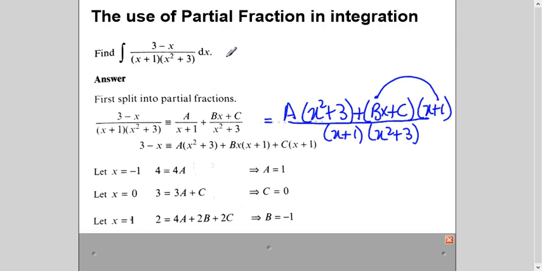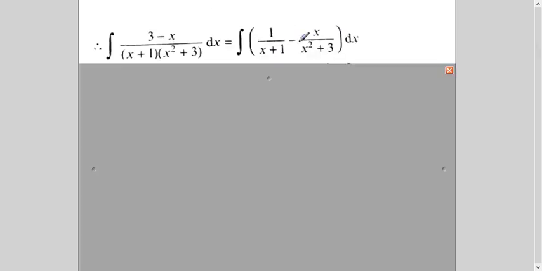See here, if I put 1 over x plus 1, and B is minus 1, C is 0, then minus times plus is minus. So this term will become minus x, because 0 will not be counted. That's why we got this decomposed form of the partial fraction. Basically, we have simplified this into two terms. Now we are going to integrate, so we will integrate this term and this term.